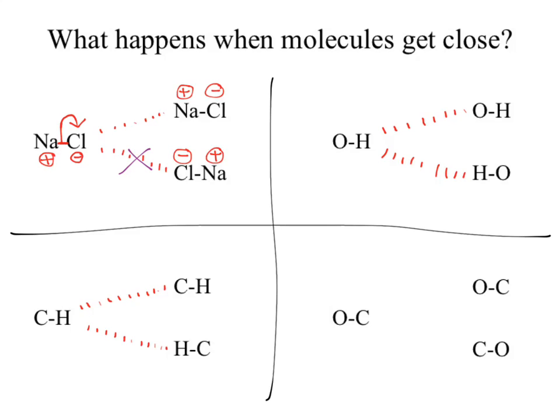Which interaction is favored, top or bottom? How do we figure out which interaction was favored in our sodium chloride example? We had to look for our charges. What was happening with our electronegativity? So let's do the same thing here. Let's take a look at that OH bond.